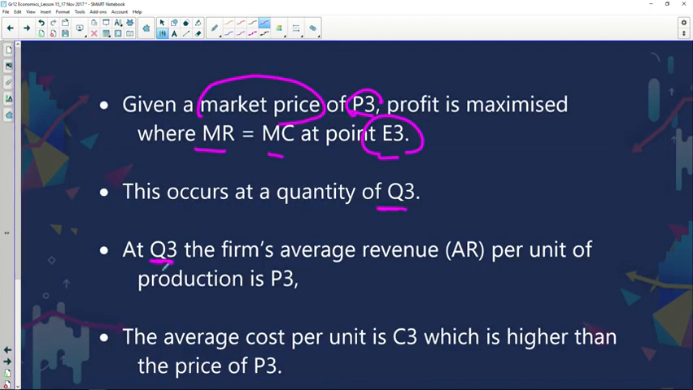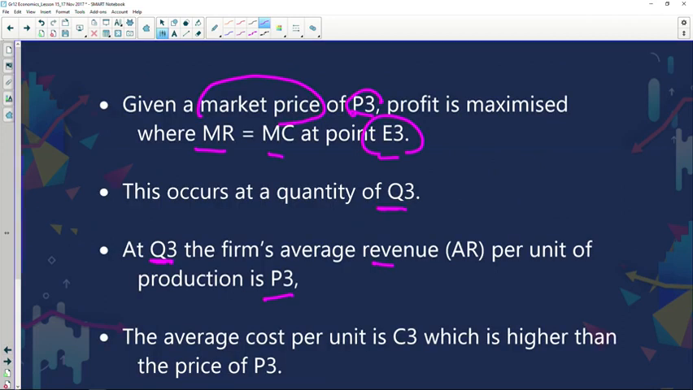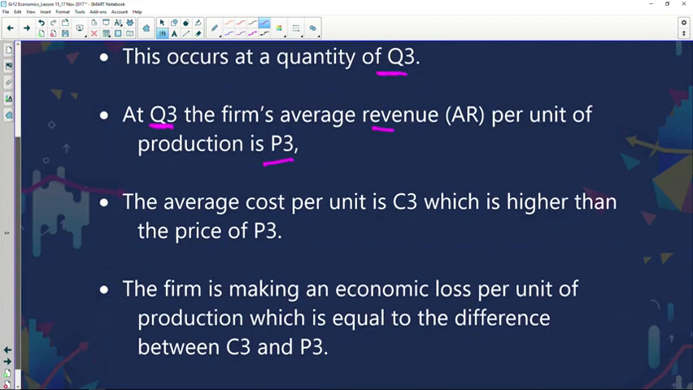Also, at Q3, the firm's average revenue, which is AR, per unit of production is P3. So let's go and find the average revenue. Here's the average revenue of the firm, and we can see that it is sitting at P3. That's where we find the average revenue of the firm, and it is also the point where the firm will maximize its profit at a quantity of Q3.